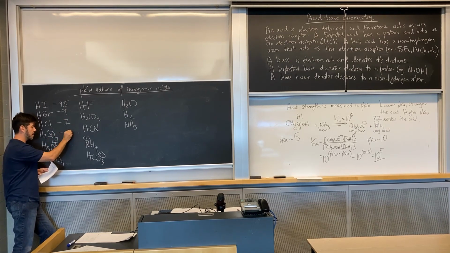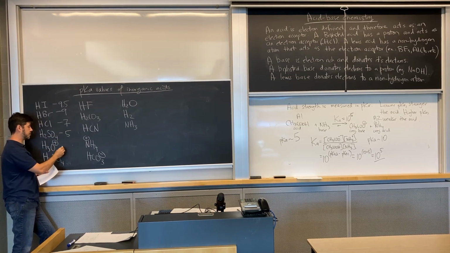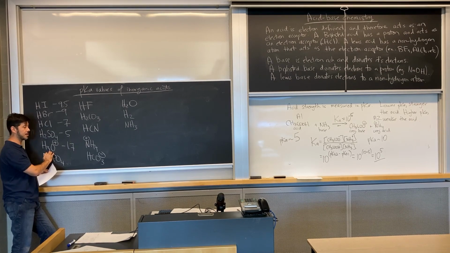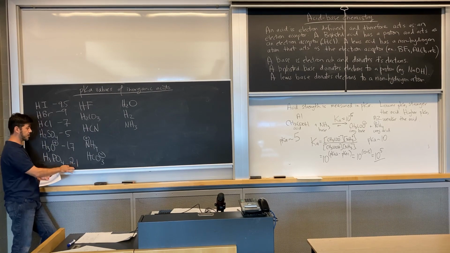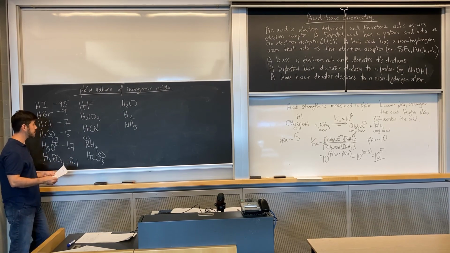H2SO4, minus 5. This H3O plus, around minus 1.7. Fairly acidic, right? We saw this type of scaffold with that base catalyzed reaction we saw earlier with pyridine, the alcohol, and acetic anhydride. H3PO4, now we're in the positive range, around 2.1.